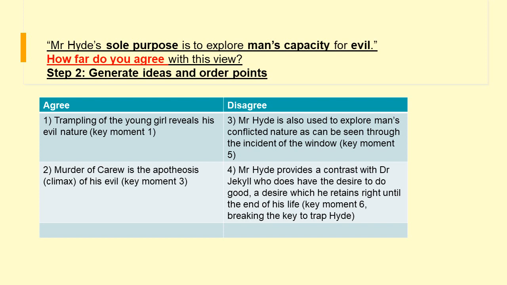He let him go too far with the murder of Carew, and after that he kept on fighting right to the bitter end. So, in a respect, even though it is quite bleak at the ending, you could also say it's hopeful too. And Mr. Hyde reveals that good will triumph in the end. You could say that if you wanted. So that would talk about how part of Mr. Hyde's purpose is to explore man's capacity for good along with evil.